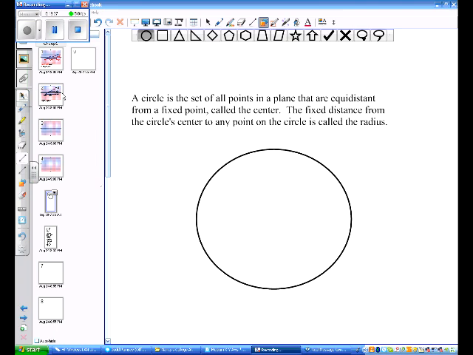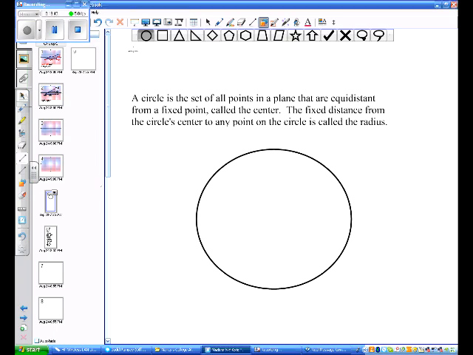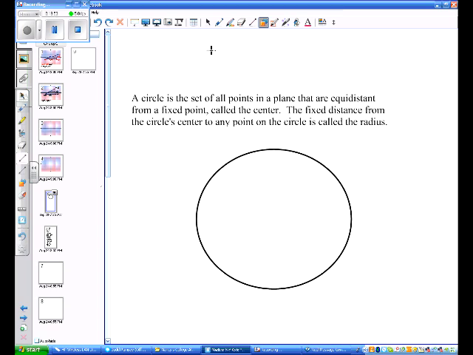What we want to look at now is a circle, because it uses both the distance formula and it also uses the midpoint formula as we're looking at it. Now, by definition, a circle is not just a round thing, as we often hear people say. But it's the set of all points in a plane that are equidistant from a fixed point called the center. And the fixed distance from the circle's center to any point on the circle is called the radius.